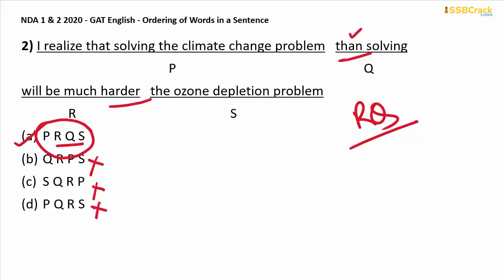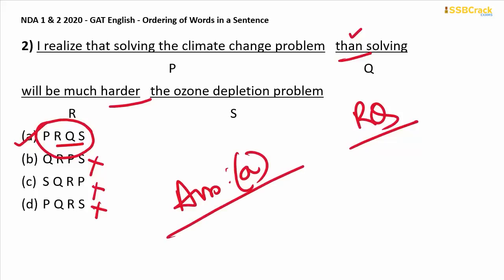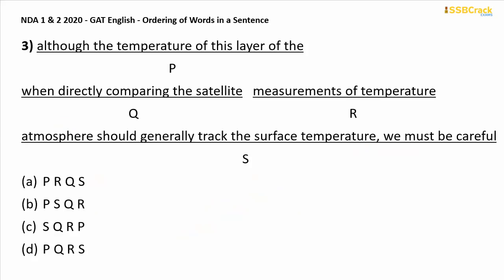So let's put this into the formula and let's read the complete sentence. I realized that solving the climate change problem will be much harder than solving the ozone depletion problem. Yes, it's a complete sentence. So let's write the answer, and this is option A. Let's go to the next one.